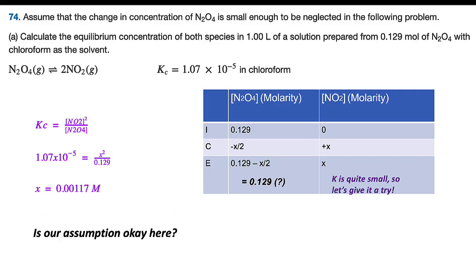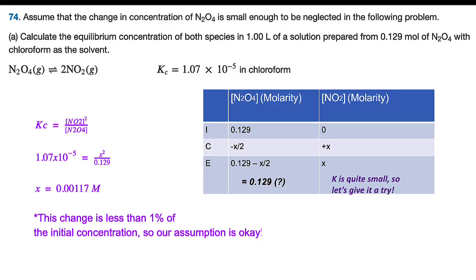Here's Kc equals products over reactants. We plug in based on our 5% rule. We solve for X and we get 0.00117. And we say, well, is our assumption okay? Well, this value is quite a bit smaller than 0.129, and therefore I would say our assumption is just fine, right? It's less than 5%, less than 1% actually, and so it's just fine.